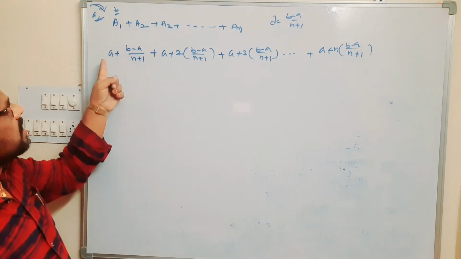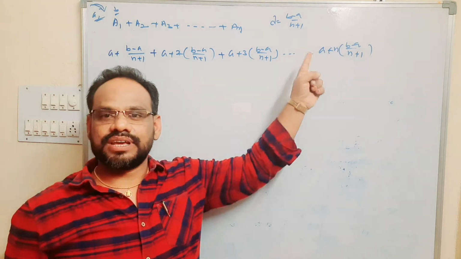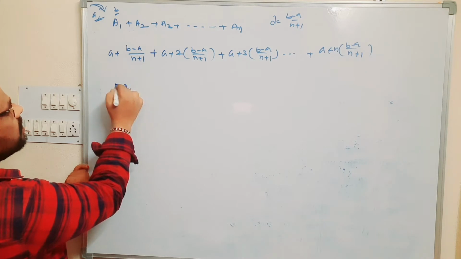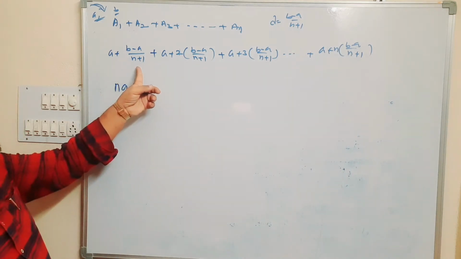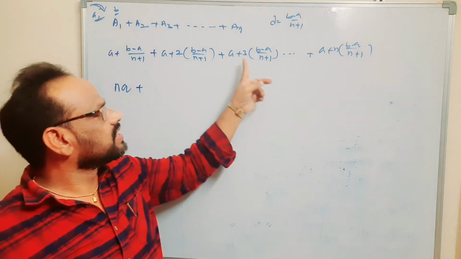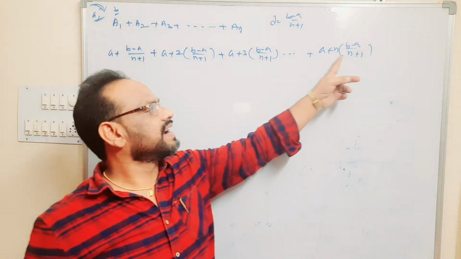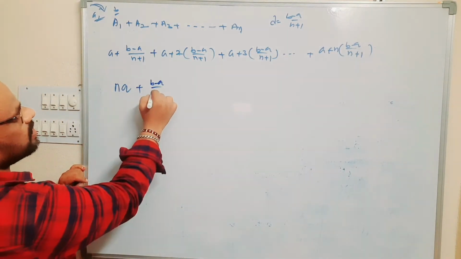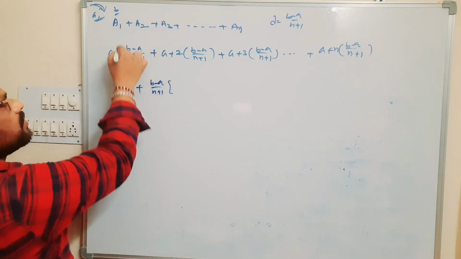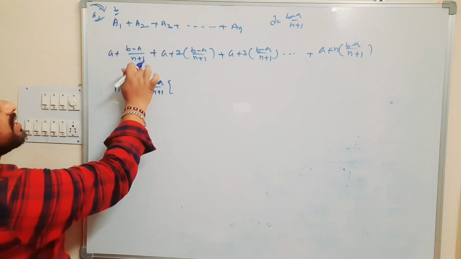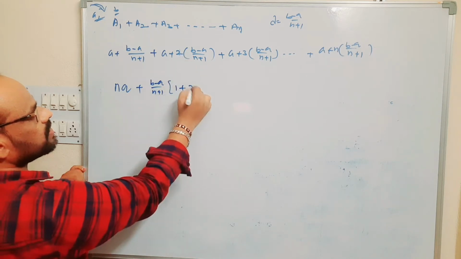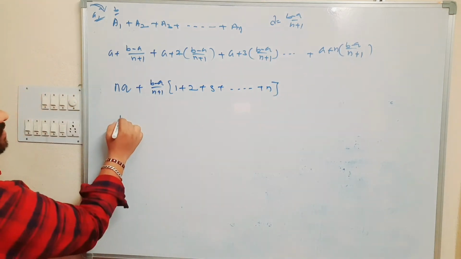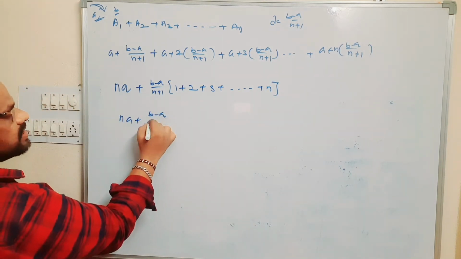Add the total terms: a plus a plus a and so on. How many a's are there? n a's. So n into a, plus (b minus a) by (n plus 1), 2 times (b minus a) by (n plus 1), 3 times (b minus a) by (n plus 1), and so on, n times (b minus a) by (n plus 1). Let us take (b minus a) by (n plus 1) as common. Now here the term is 1, here the term is 2, here 3 and so on plus n. That is equal to na plus (b minus a) by (n plus 1) into the sum.